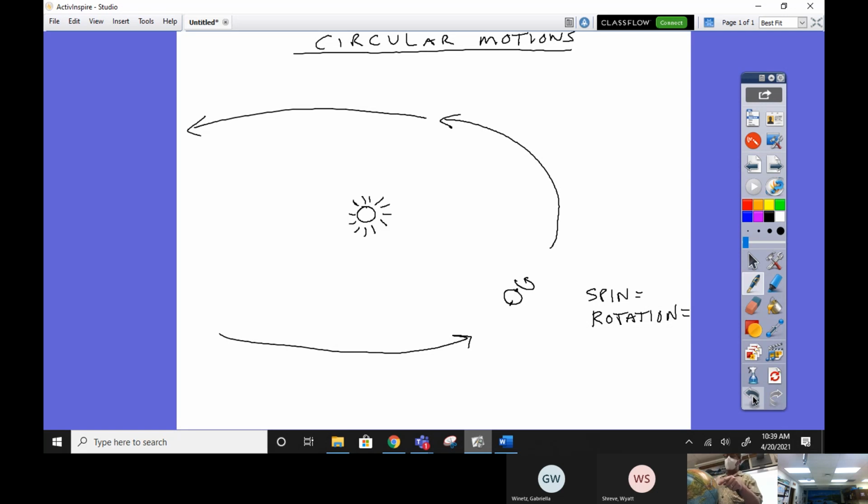Which is amazingly fast. At the equator, the Earth is about 24,000 miles around, and it takes 24 hours to turn once, which means it's going 1,000 miles an hour. This motion, 1,000 miles an hour, if you're on the equator. Now, if you're further north or south than that, you're not moving quite as far.